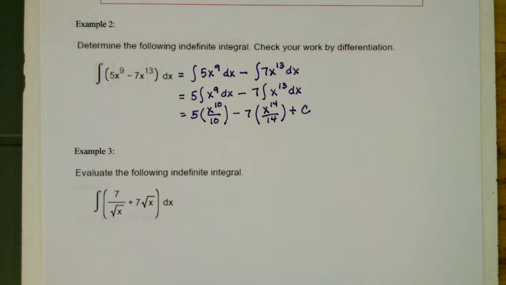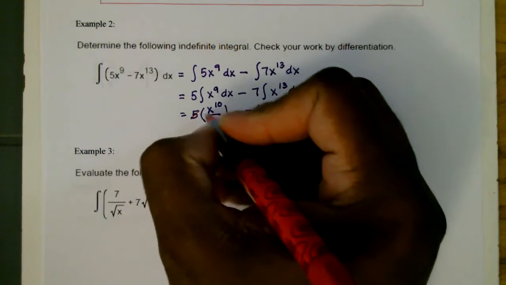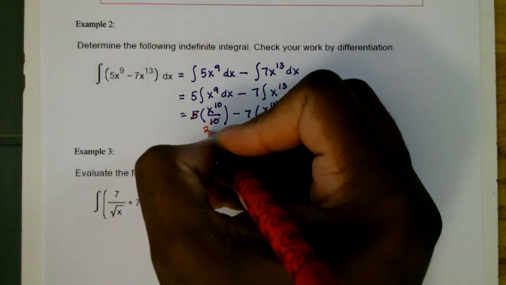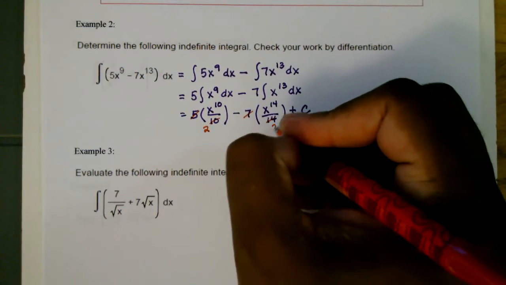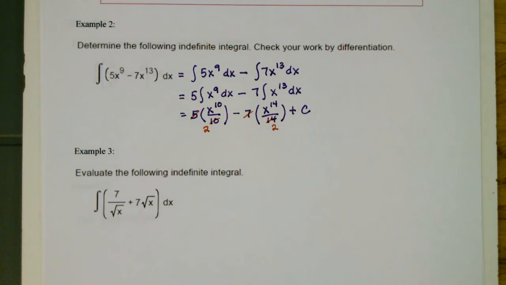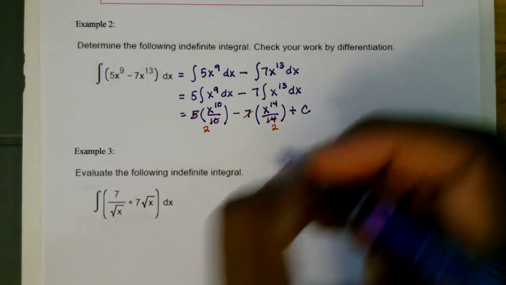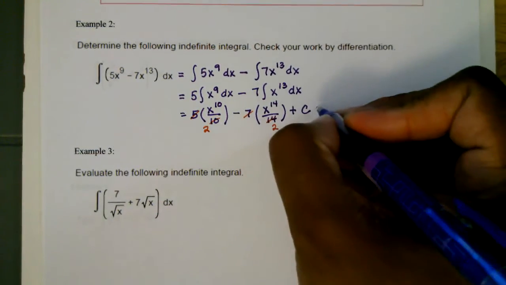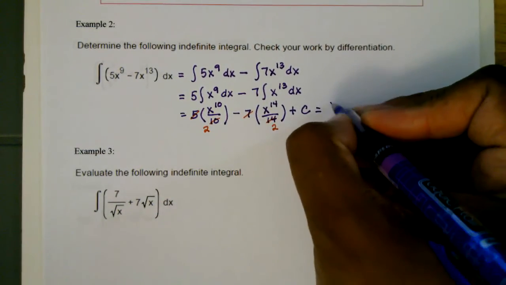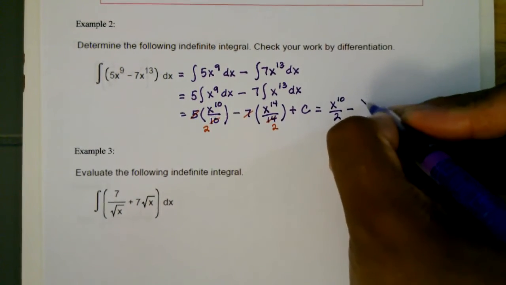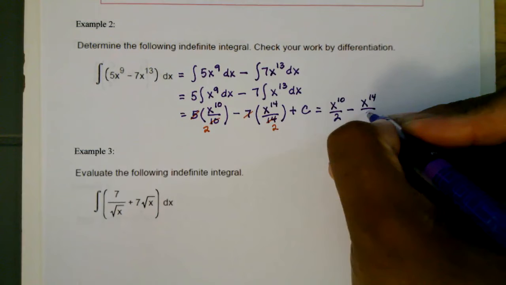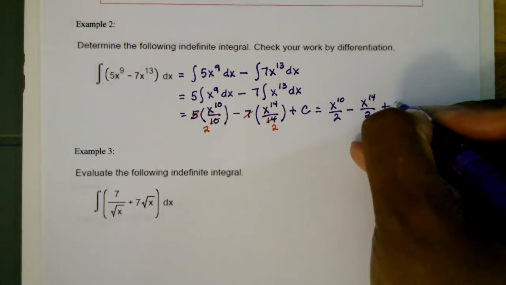Now, let's simplify this a bit. If I divide 5 into 10, that's going to go 2 times. The 2 will be in the denominator. And then 7 goes into 14 2 times. That 2 will be in the denominator as well. So I'm going to end up with x to the 10th divided by 2 minus x to the 14th divided by 2, and then plus c.